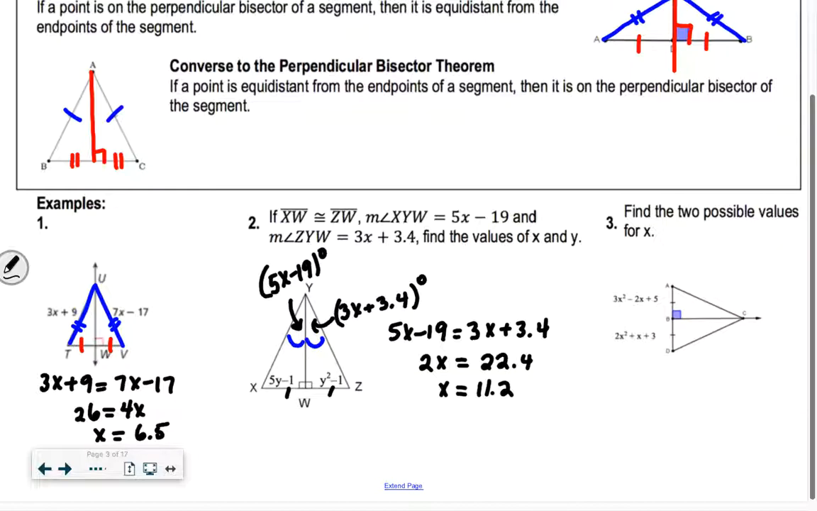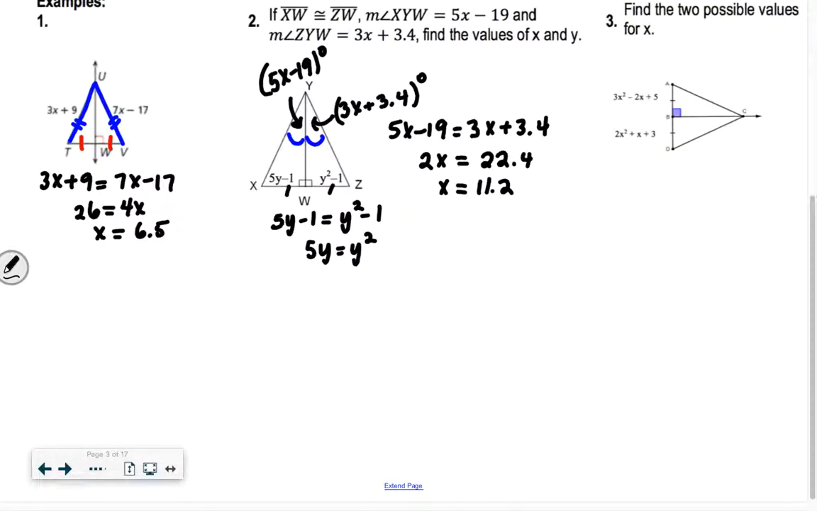So we're finding y. So what's an equation that finds y? 5y minus 1 equals y squared minus 1. Now in this case, I can add 1 to both sides. I get 5y equals y squared. Now this is a tricky one because we've had y squared equations and we always factor. And in this case, we're actually going to factor as well.